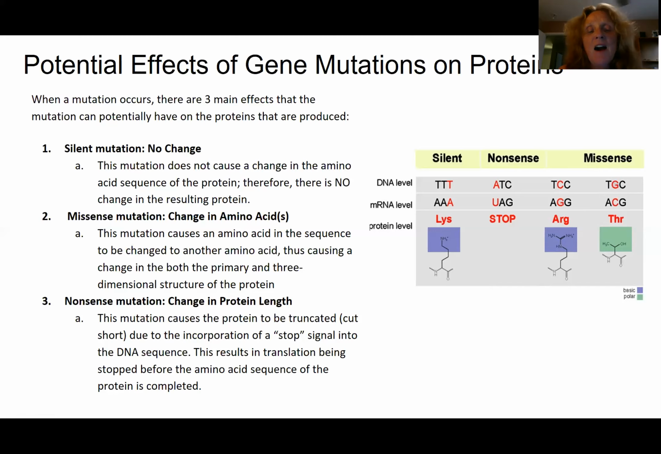All right, so nonsense mutation is a change in the protein length, okay? This mutation causes the protein to be truncated, meaning cut, shortened, due to incorporation of a stop signal. So something comes in that tells it to stop, okay? This results in translation being stopped before the amino acid sequence of the protein is even completed. Therefore, you're not going to have all the necessary information to make that protein, okay? It's like taking a gigantic train with all the cars, and it's supposed to have 100 cars, but at 25 cars, it cuts off, and so all that other information is missing from it.